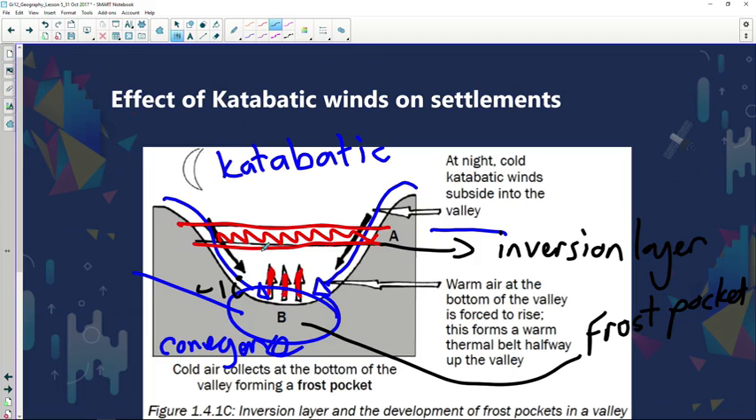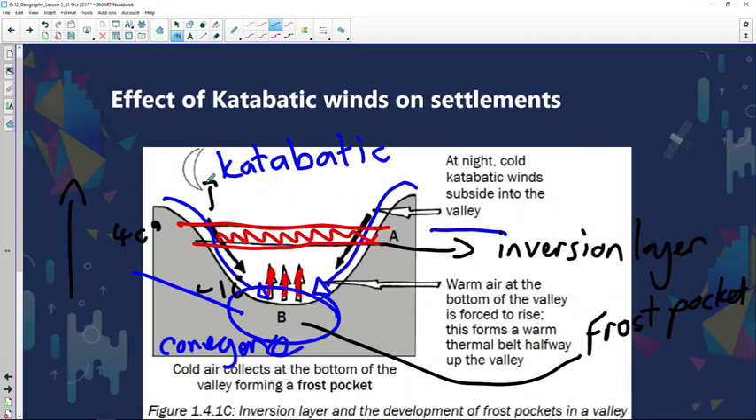Then, where the inversion layer is, the thermal belt, this area over here, we experience warmer temperatures of 4 degrees Celsius. Do you see the inversion? Now we're moving up with altitude. In theory, what needs to happen? The temperature needs to decrease with altitude. But in this case, the temperature is increasing. Why? Because of the cold surrounding air sinking to the bottom of the valley, creating the frost pocket, forcing all the warm air to rise, creating the thermal belt.